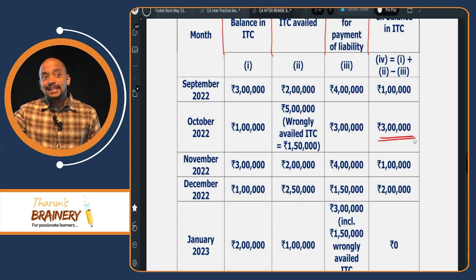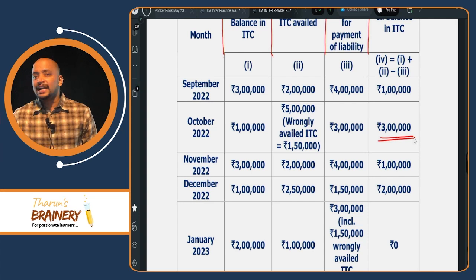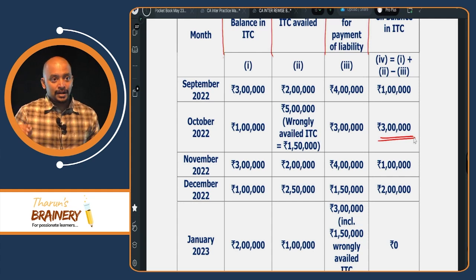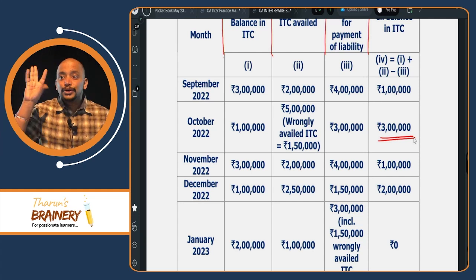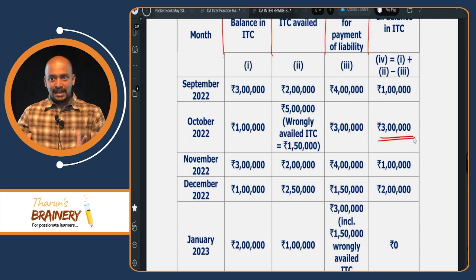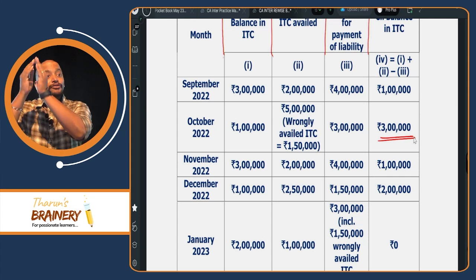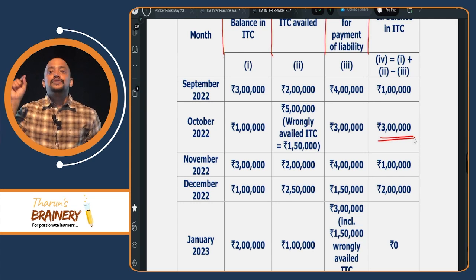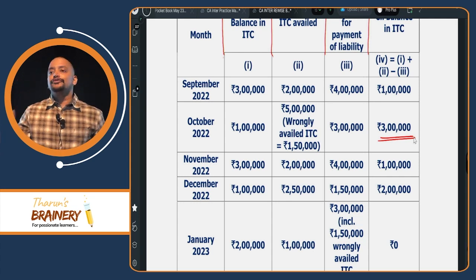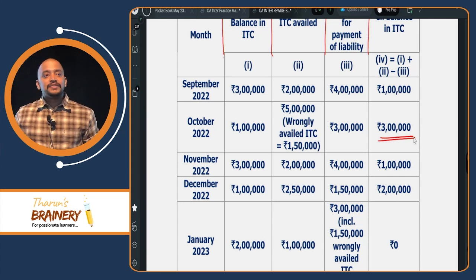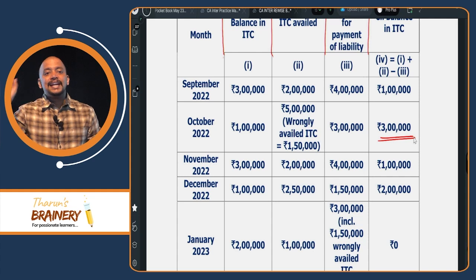Now, whether the balance in ITC falls below the wrongly availed ITC? Yes. So therefore, we utilize 1,50,000 in November. To what extent we have utilized? To the extent of 50,000. How can you identify? Whichever month the balance in ITC falls below the wrongly availed ITC, to that extent we have utilized in that month. So therefore, 1,50,000 wrongly availed ITC. The balance in ITC for November came down to 1 lakh, which means we have utilized 50,000 in November month.